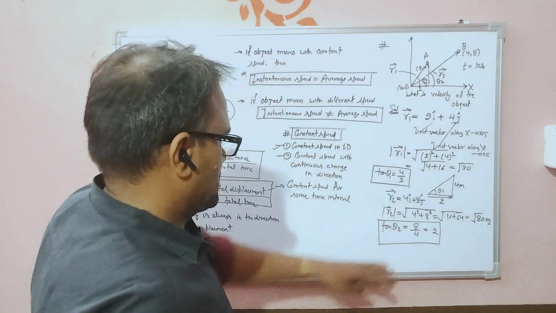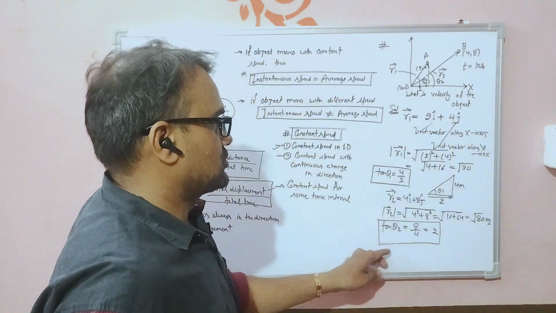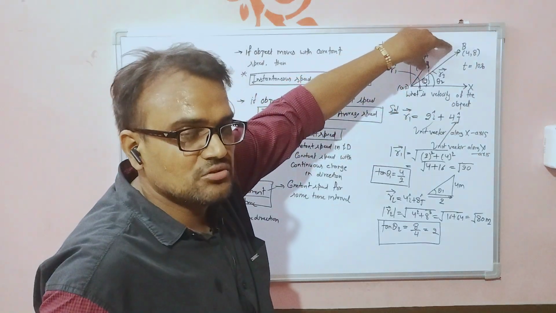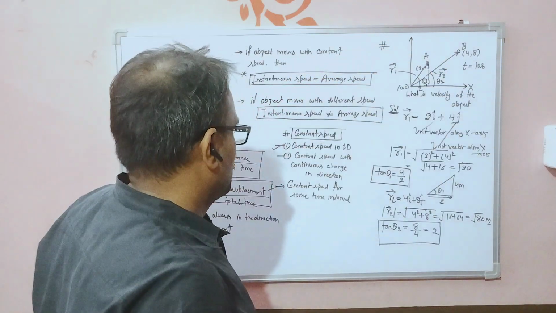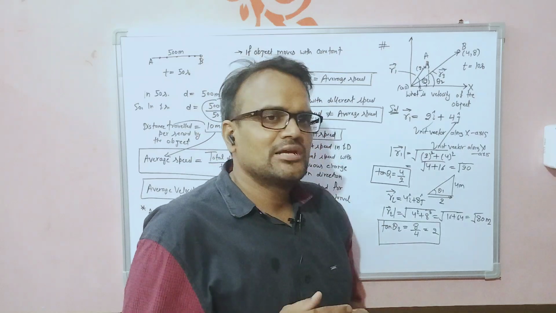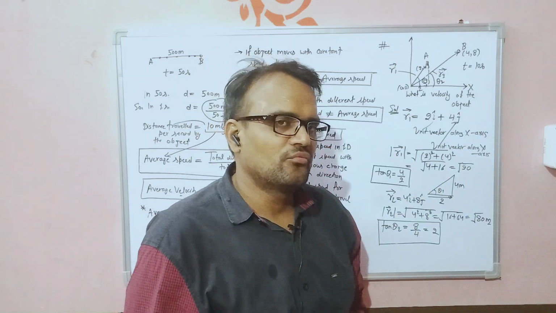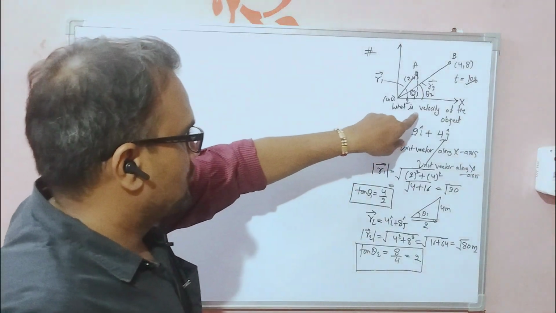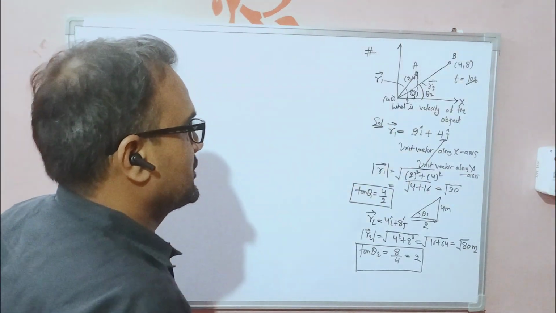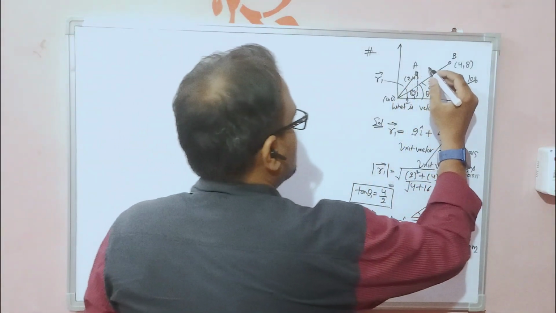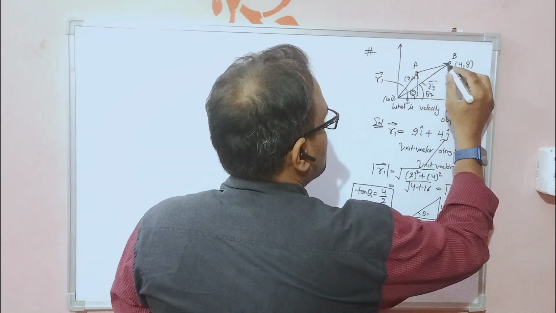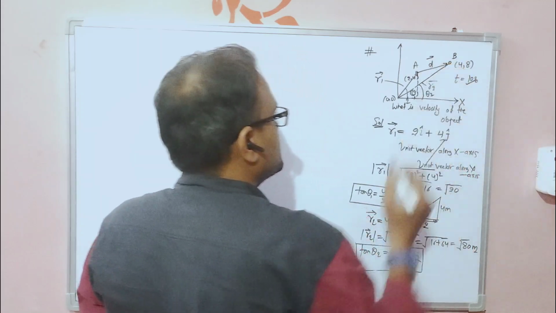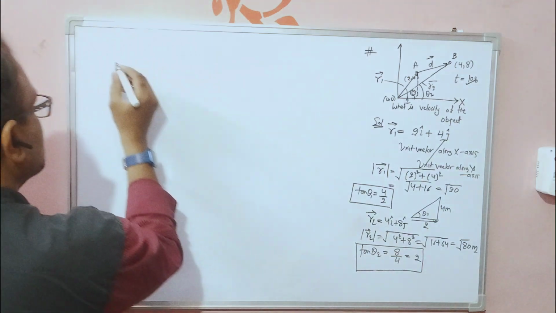So this is the angle theta 2, which represents the direction of this final point B. Now let's calculate the value of the velocity of the object. To calculate the velocity of the object, we need to calculate the displacement vector. Let's call it vector D.